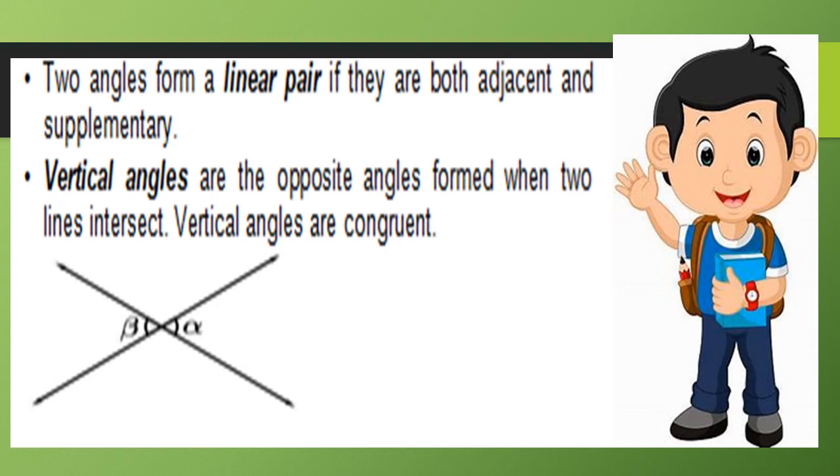For example, the beta angle and the alpha angle are congruent angles because they are vertical angles. Always consider this kind of perception wherein the vertical angles are congruent angles. It means that they have the same measure of angles.